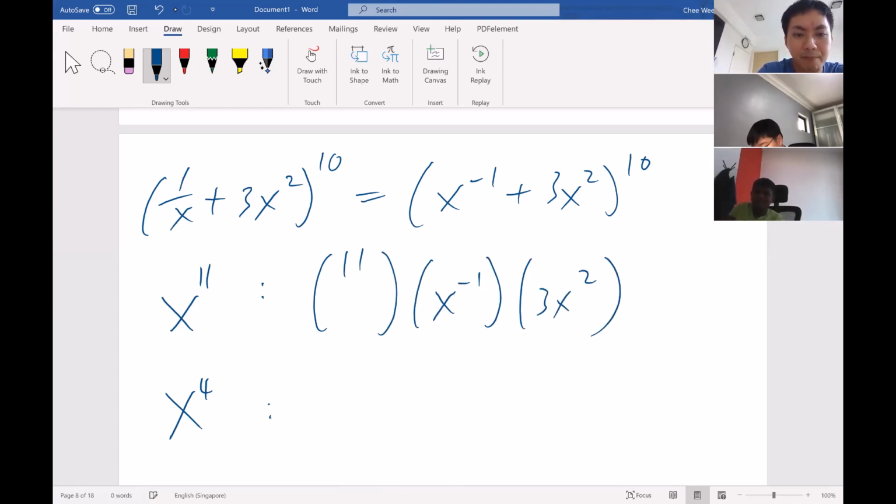Is x to the power of 4 possible? Is it not possible? Wait a minute. Oh, sorry, I meant -4. Oh, okay. I was wondering why.